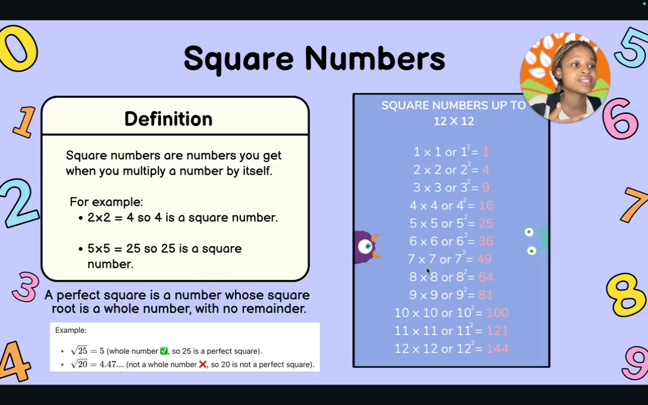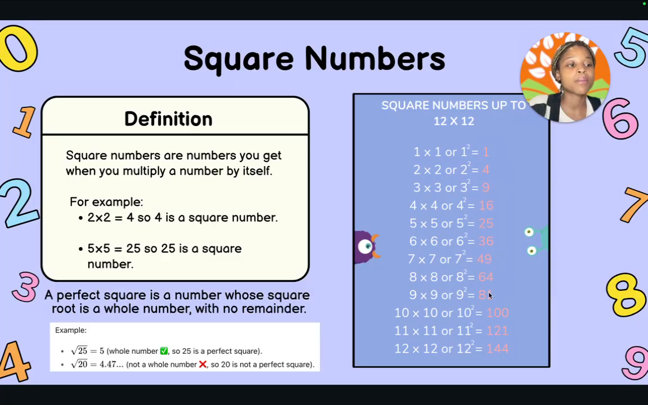So this is a list of square numbers up to 12, up to 12 times 12. So 1, these are all perfect squares, because when you square root them, they'll give you a whole number. So 1 is a perfect square because the square root of 1 is 1. 4 is a perfect square because the square root of 4 is 2, and so forth.